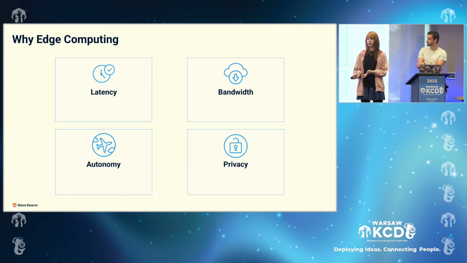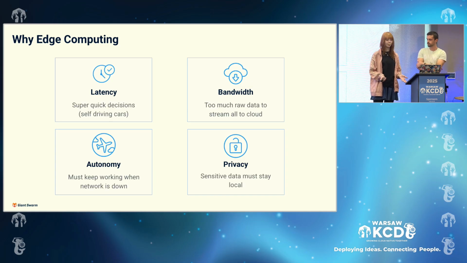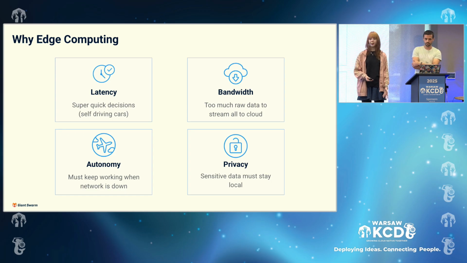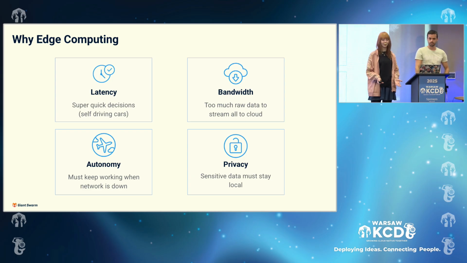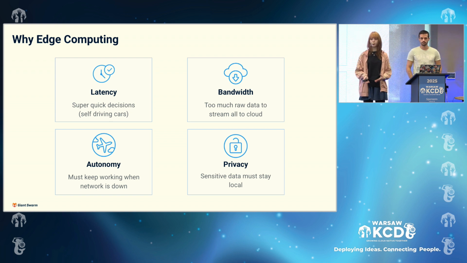There are a couple of reasons. Here are four. The first one would be latency. If, for example, your edge device is a self-driving car, you're not going to want to have any latency, right? So you want to make really quick decisions. Then also bandwidth can be an issue. If you have a lot of raw data that is being produced by your machinery or whatever you may have, you cannot actually stream everything to the cloud, and it will be useful for you to do some sort of pre-processing before doing that.